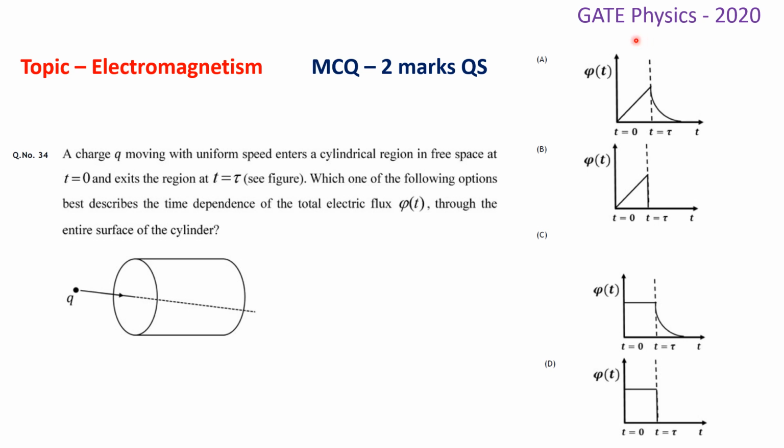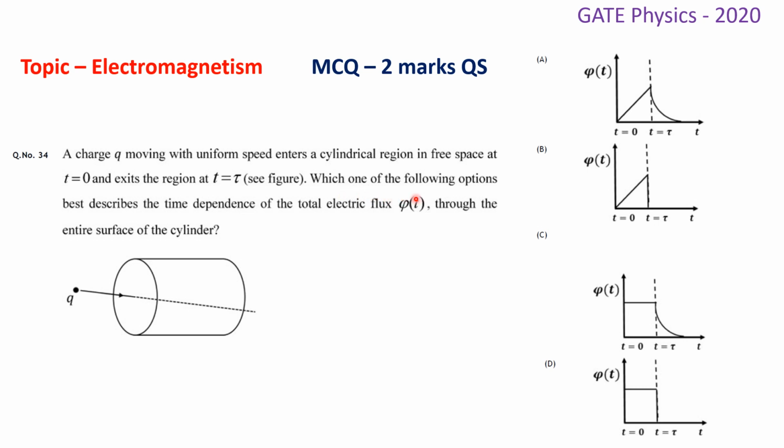This question was asked in the GATE Physics paper 2020. This is an MCQ type question having 2 marks, and the topic of the question is electromagnetism. The question is, a charge Q moving with uniform speed enters a cylindrical region in free space at t equals to 0 and exits the region at t equals to tau according to the figure.